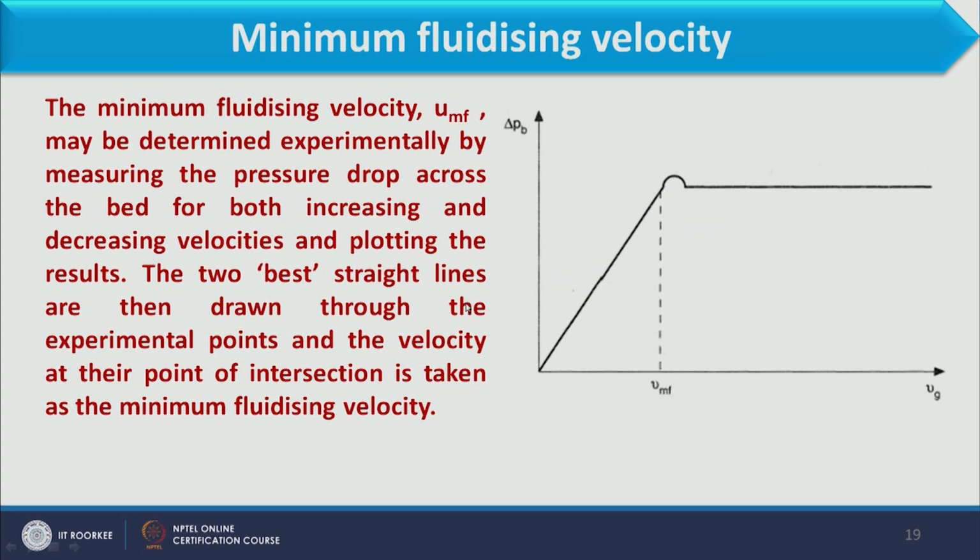We can observe this nature of the graph. The two best straight lines are then drawn through the experimental points, and the velocity at which their point of intersection lies is taken as the minimum fluidizing velocity. So this is one straight line, this is another straight line. If we join these two lines, this should be the intercept. That intercept corresponds to the minimum fluidizing velocity. So in this way we can calculate minimum fluidization velocity experimentally.